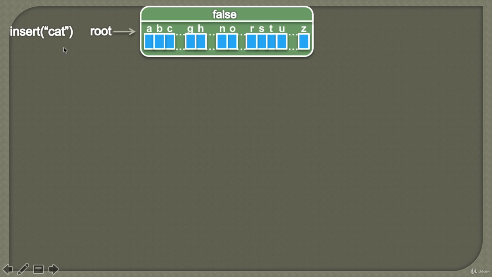Friends, we also know that each character in this word will be represented by a trie node. So using this root, first we will insert C from the root. So here what we do, we go to index 2 which maps to character C, and we will see whether the trie node at index 2 is null or not. So currently as root is empty, the trie node at index 2 is null.